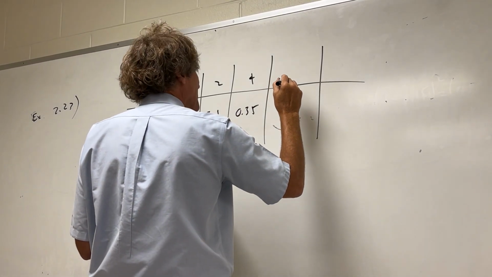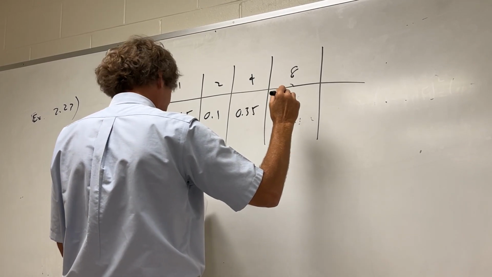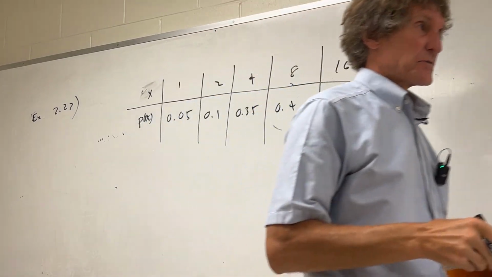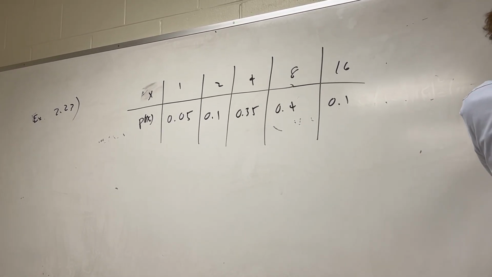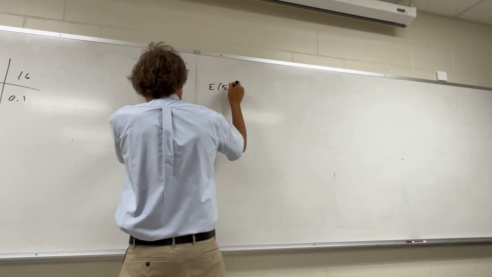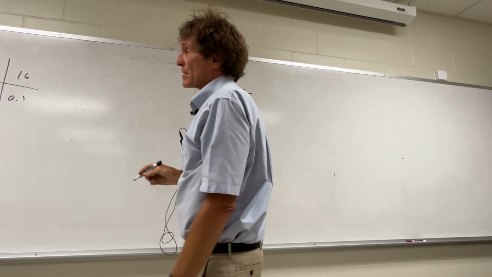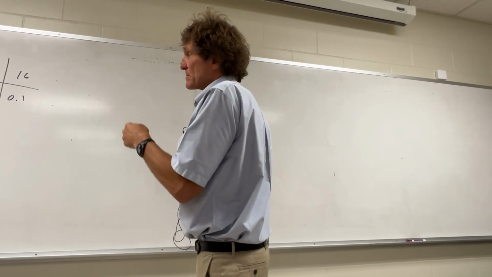For 8, it's 0.4, and for 16, it's 0.1. So that's the event, and that's the probability. Then he asks, what did he ask for in this one? Expected value of X. All right, expected value of that X, or really, he'll have capital X. So that's straightforward. It's the value of X times the probability of X.